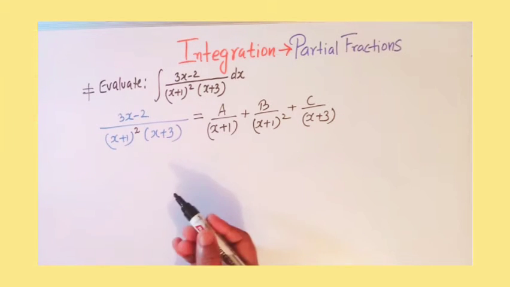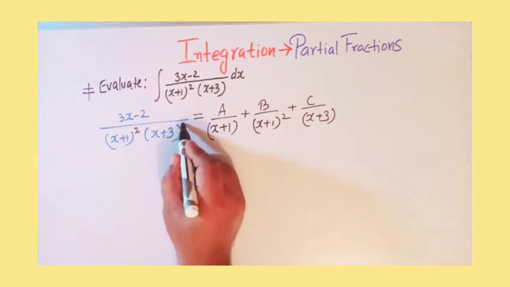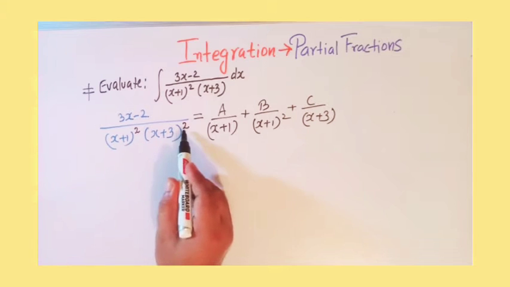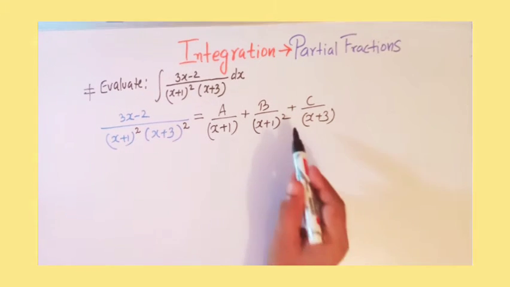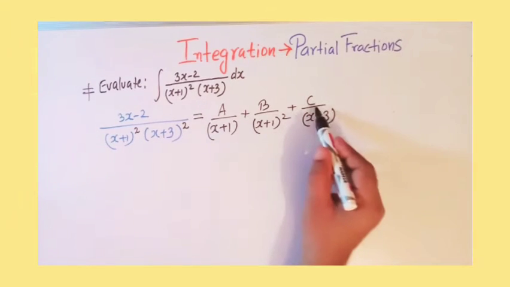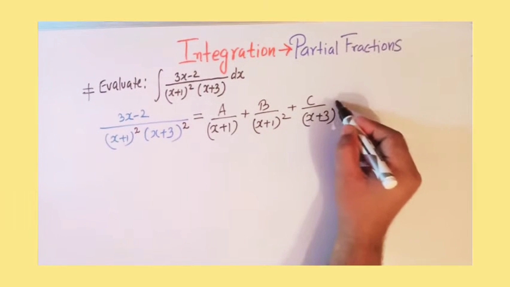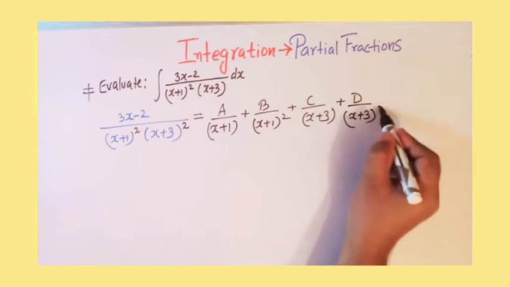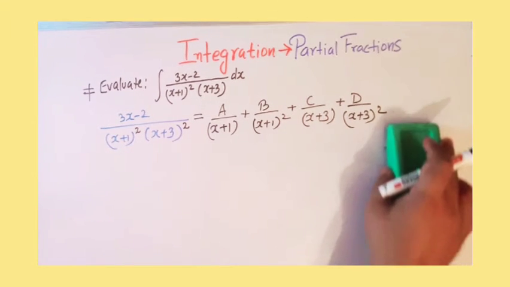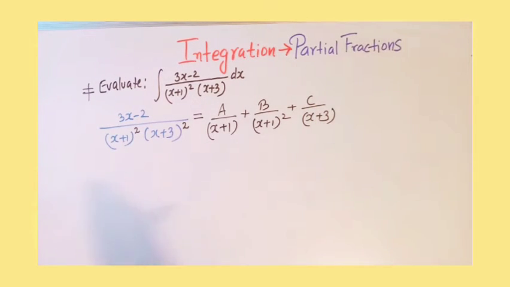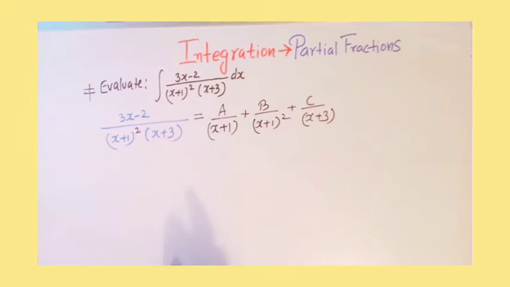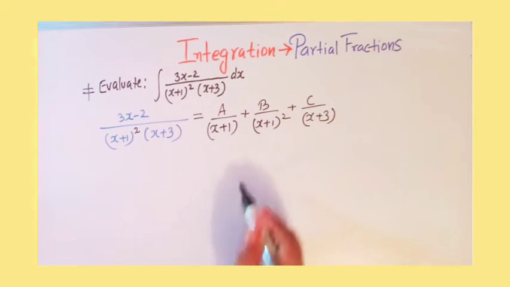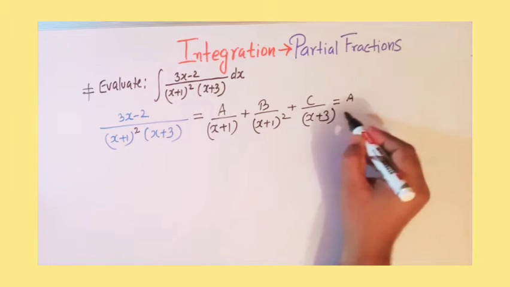Now let us take one more case. Suppose we have here also a square term, right? Suppose we have x plus 3 square, then what will be the partial fractions? Then we'll have c over x plus 3, and then we'll have one more term here, d over x plus 3 square, right? Okay, but in our present question we have this rational function, so the partial fractions would be this. Clear?